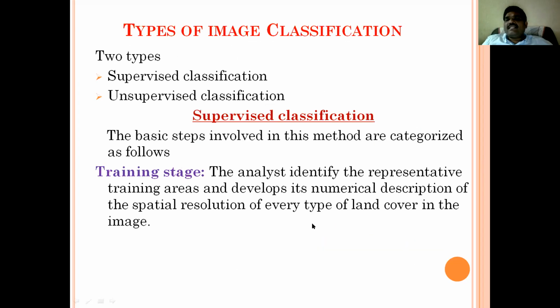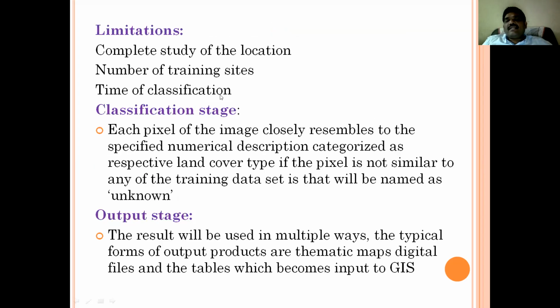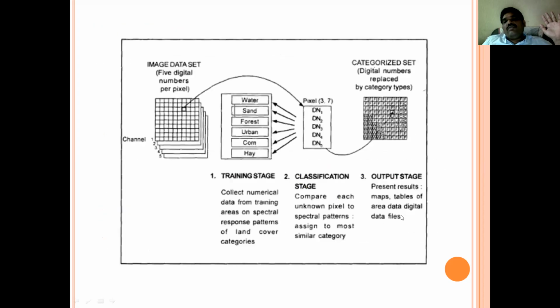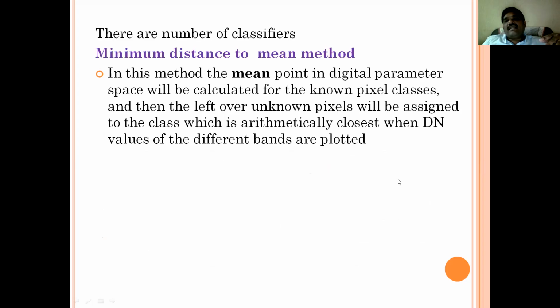See here, classification, supervised classification. Training stage, what are the limitations? Complete study of the location, number of training sites, time of classification. This time of classification, just now I said, similar timings. Training sites must be maximum, and here the complete study of the location has to be done by the analyst for supervised classification. Classification stage, two classifiers we discussed. Output stage, see here, tables, digital data files, maps; you know what is a map and you know what are the tables. Okay, and this is about supervised classification.